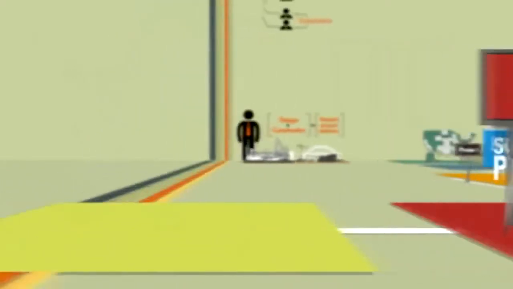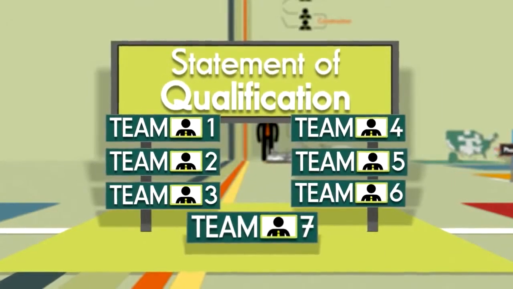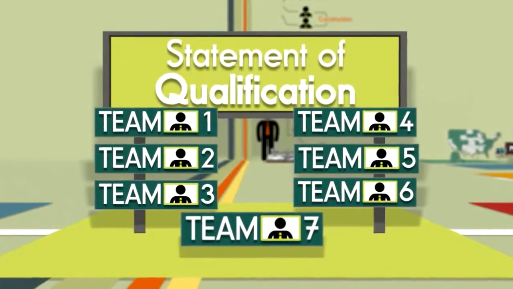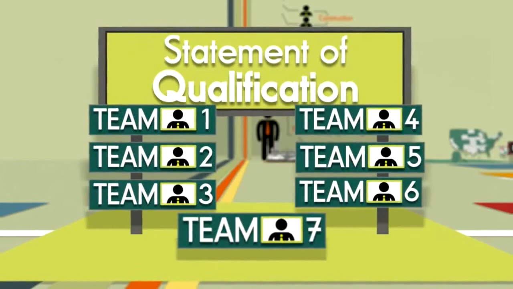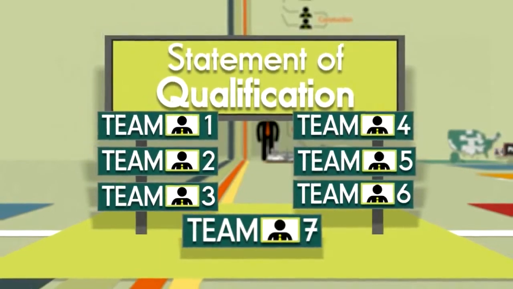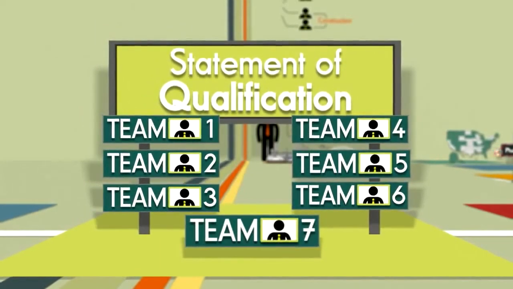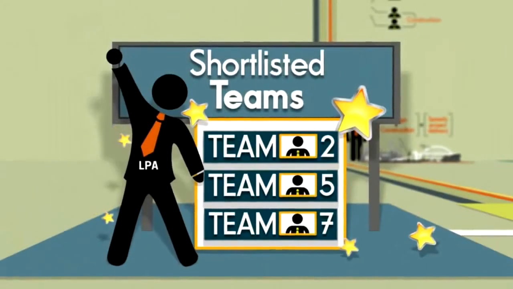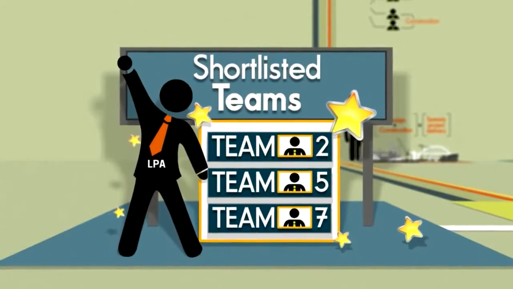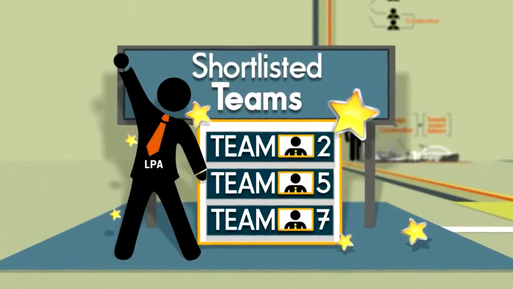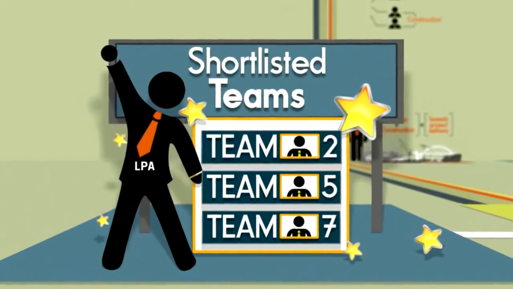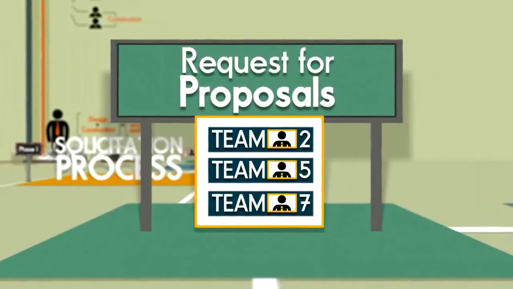Next is the evaluation of Statement of Qualifications, or SOQ. In this step, the agency evaluates the SOQ based on pre-established criteria to determine the most qualified teams. Then there is the short listing of eligible teams. Typically, 3 to 5 teams are chosen to be included in the short list and move forward in the process. At this point, the agency moves into Phase 2 of the procurement process.